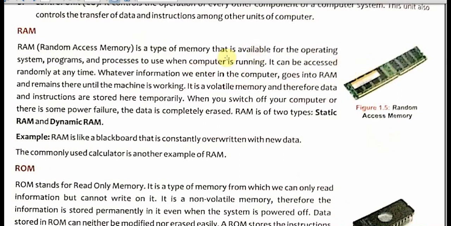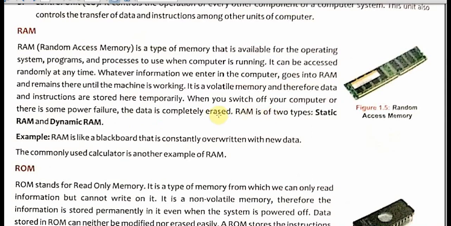You use a mobile phone and you say that I have 2 GB RAM, or you have 1 GB RAM, or you have 4 GB RAM. This RAM is the same. It means this is required for computer and mobile device also. Now, it is a volatile memory. It means the data and functions or instructions are stored temporarily. It means when you switch off your computer or mobile or close the program, the data will be erased.